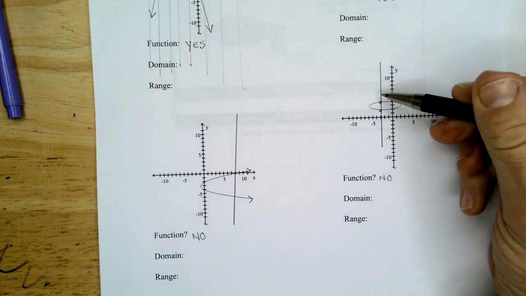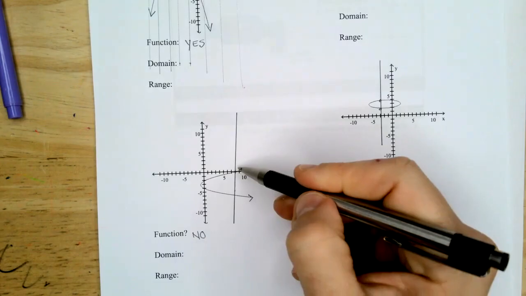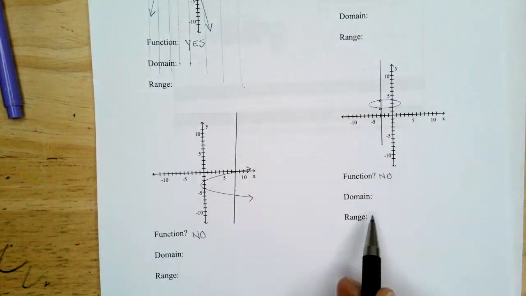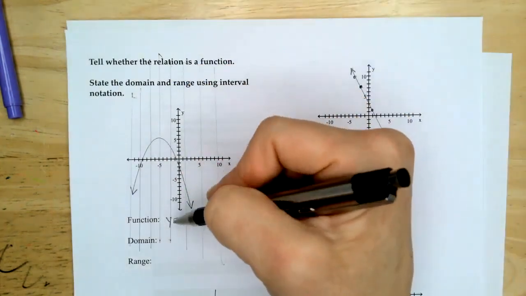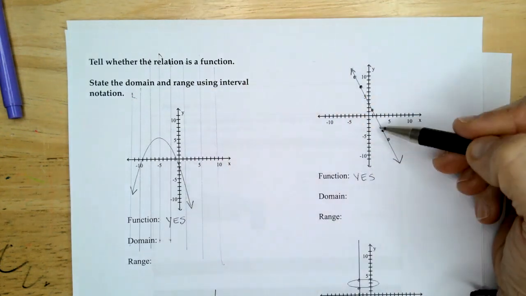So here, when I draw a vertical line here, I touch here and I touch here. When I draw a vertical line here, I touch here and I touch here. These are not functions. I will never find a place where a vertical line will touch this line in 2 different places. So it is a function, it is a function.